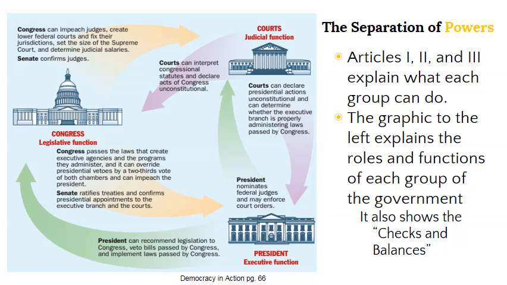All right. So when we take a look at the court and the executive branch, what we see is that the courts can declare presidential actions unconstitutional and can determine whether the executive branch is properly administering the laws passed by Congress. In exchange, the president gets to pick the federal judges and may enforce those court orders. And the best example of the may enforce court orders is to take a look at the Indian Removal Act. And when Congress passed that law, what came out of that was the opportunity for President Jackson and his administration to follow the law of Congress.